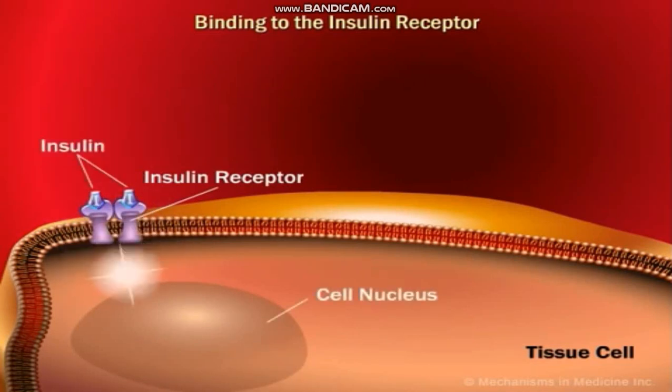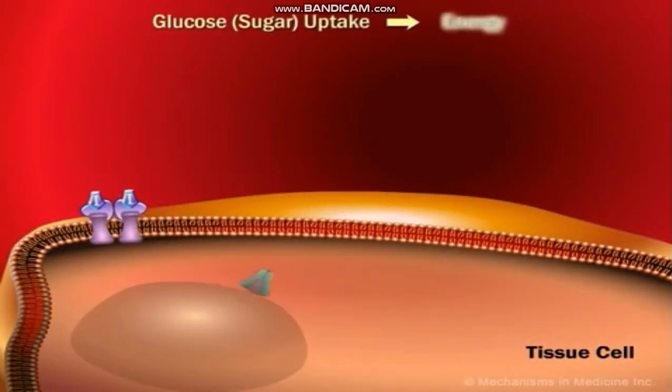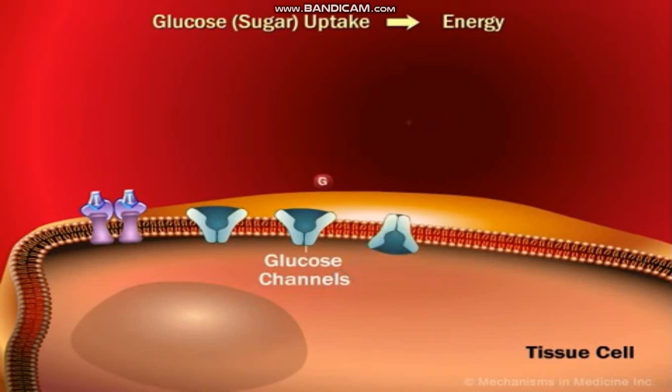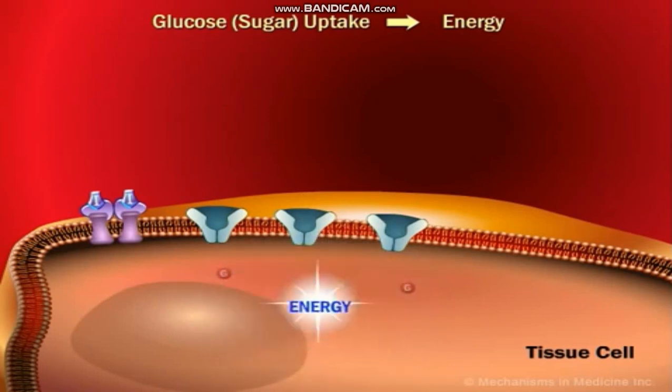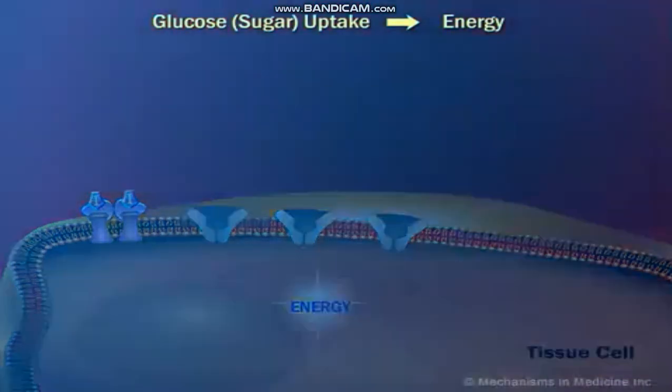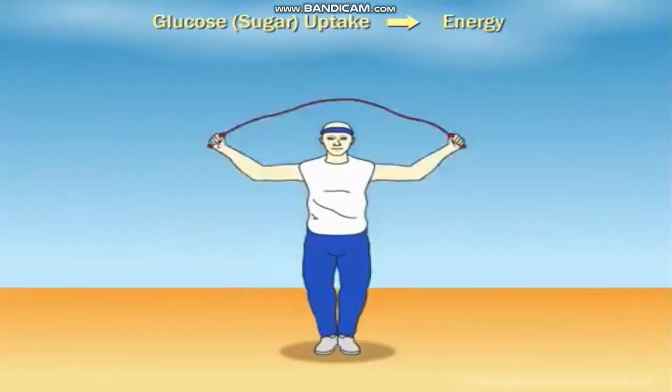So, this is how the insulin would bind to the insulin receptor. As a result, from the nucleus, the information would be sent to the cell membrane to open the glucose channels, and then these channels would be opened up, and the glucose would move into the cell, and as a result, energy will be produced, which will be used by the body to do different sorts of work.